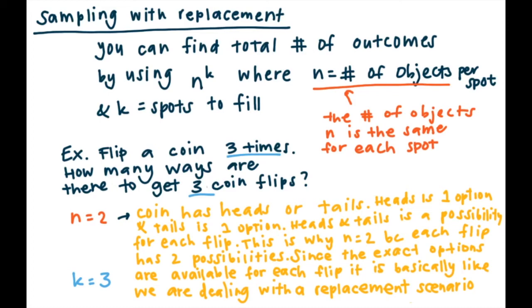So the first thing I figured out was the number of objects per spot. So I put down n equals 2. And I'll share my reasoning for how I figured that out. So a coin has heads or tails. Heads is one option and tails is one option. Heads and tails is a possibility for each flip. This is why n equals 2, because each flip has 2 possibilities. Since the exact options are available for each flip, it is basically like we are dealing with a replacement scenario. Okay, and then I knew that k was equal to 3 because we were flipping the coin 3 times.